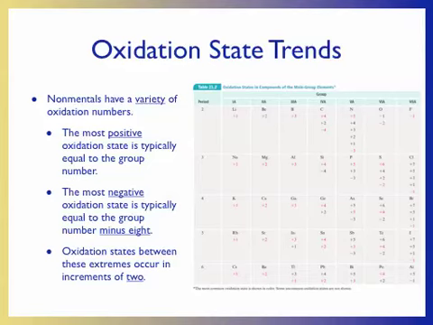Perhaps looking at its next door neighbor, sulfur, may give you a better idea. The maximum oxidation state of sulfur is +6, the group number. It also has oxidation states of +4, +2, 0, and -2, changing in increments of 2.